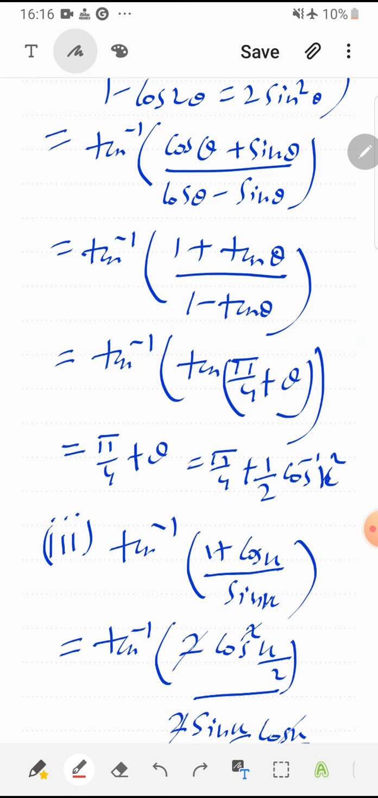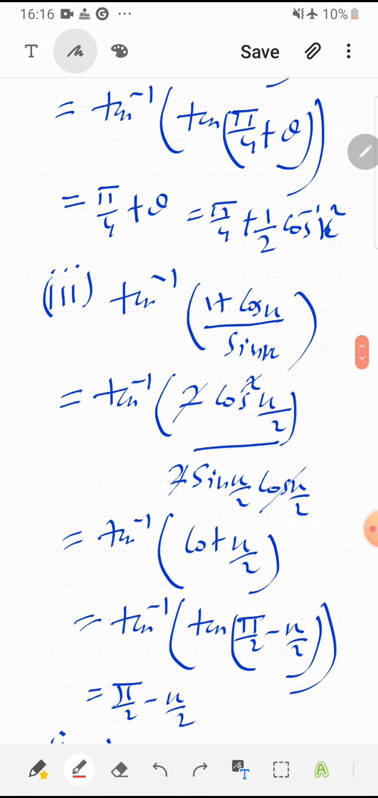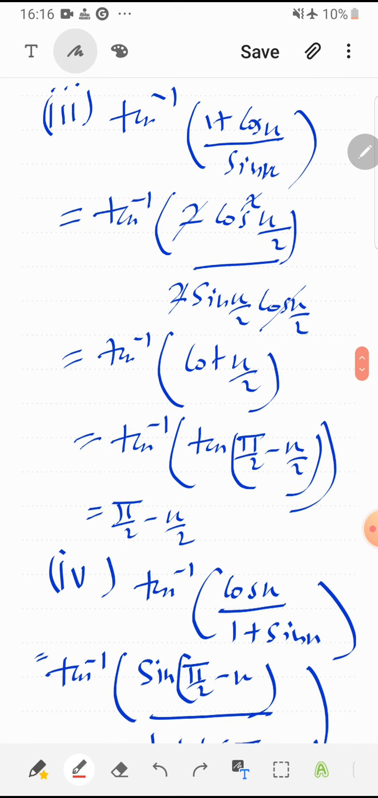Similarly, sometimes we don't have to substitute but can straight away apply the formula. So this is a situation like this. What I am going to do: 1 plus cos 2 theta is 2 cos square theta by 2, and sin 2 theta is 2 sin theta by 2 cos theta by 2, so that it becomes cot x by 2, and finally pi by 2 minus x by 2.